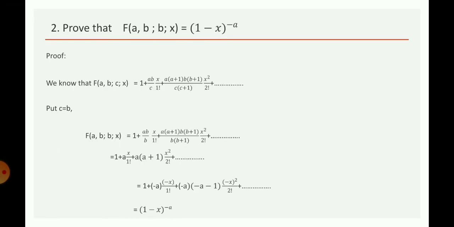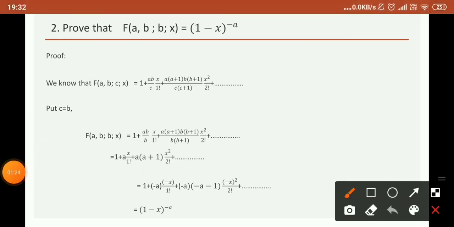Now the next question: prove that F(a, b; b; x) is (1 minus x) whole raised to power minus a. For proving this, first of all, this is the case of a hypergeometric function because we have three variables a, b, c here. So now we will write the definition of the hypergeometric function, its value in terms of summation. So we expand this summation, we'll get this thing.